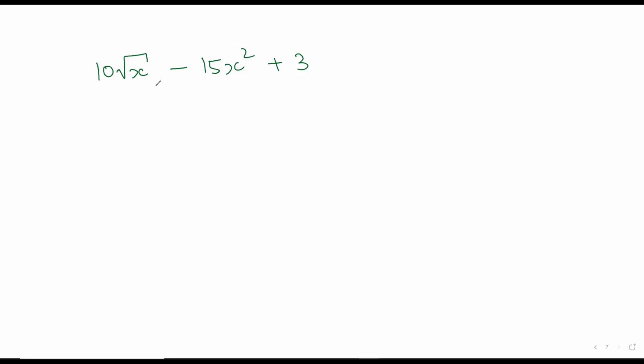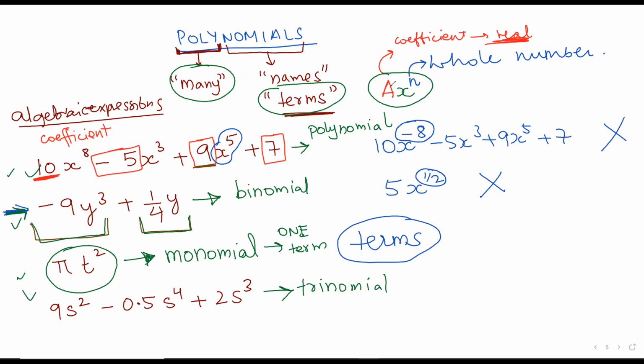Okay. So when I say polynomial, it means that it should be of this type. Okay. There is a coefficient, there is a variable, and then there is a whole number, which is the exponent of that variable. Now, polynomials can be of different types, right? As I said, there are many types of polynomials. If you have only one term, then it is a special type of polynomial called monomial, right?